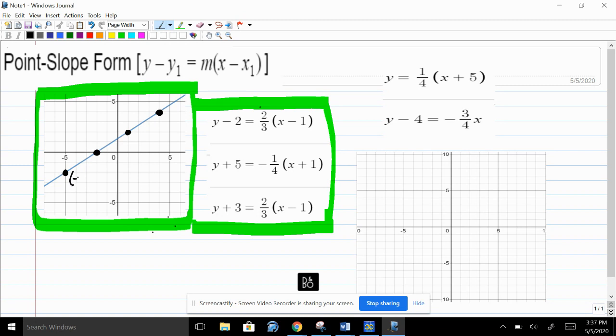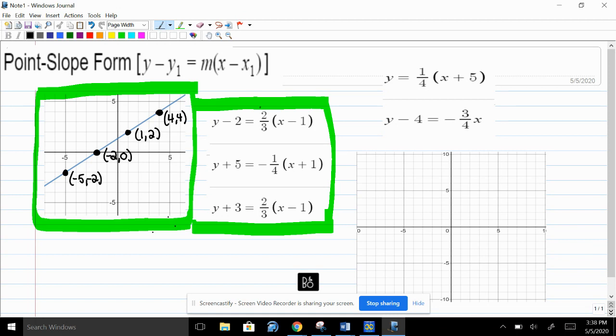This is the point negative 5, comma, negative 2. This would be the point negative 2, comma, 0. This would be the point 1, comma, 2. And then this point up here, it looks like 4, comma, 4. So label the ordered pairs. Like I said, you're going to see why in a little bit.